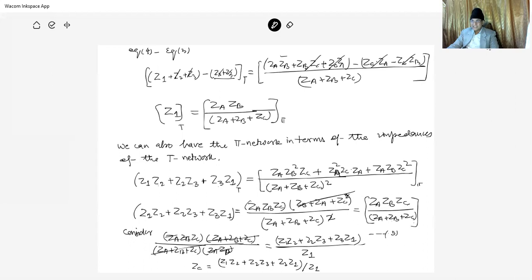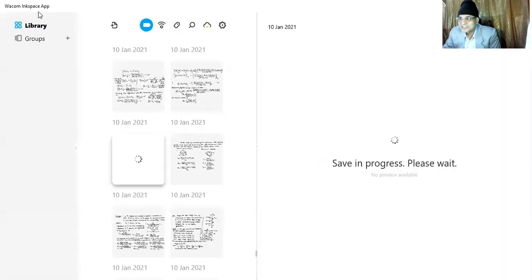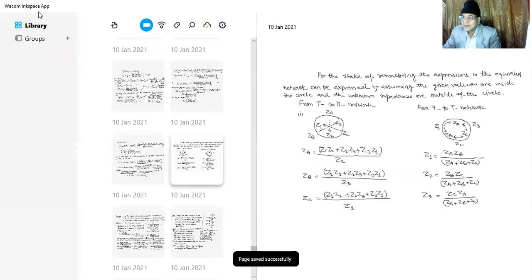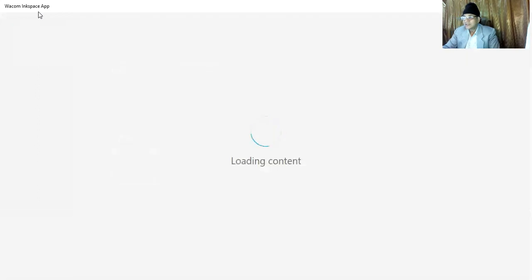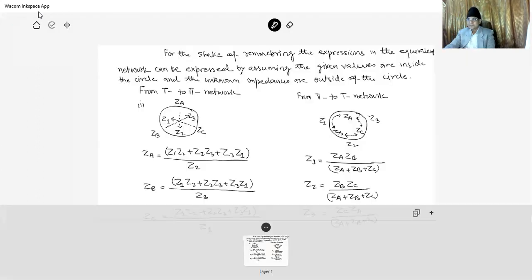Consider this part. So if we divide, then we'll get ZC. What is ZC? ZC is equal to Z1, Z2 plus Z2, Z3 plus Z3, Z1, and this is divided by Z1. So this combination is the same everywhere, means for ZA, for ZB, for ZC. So you see, in case of ZC, there is a division of this expression by Z1. Similarly, we have very interesting results in the other two cases, which are something similar.